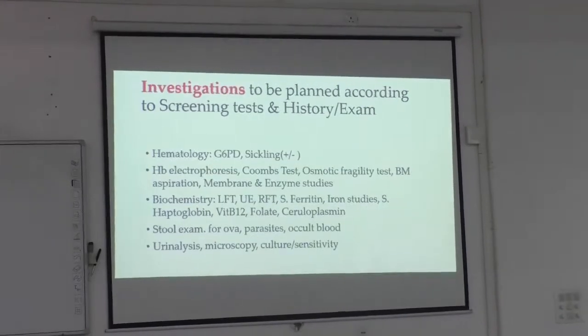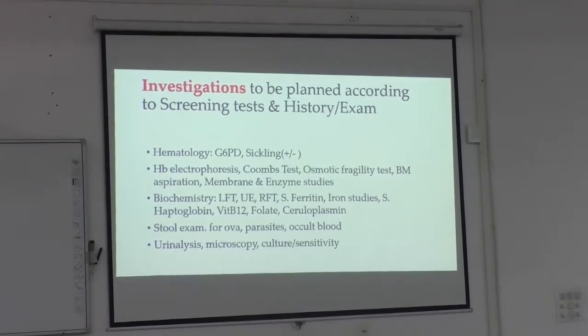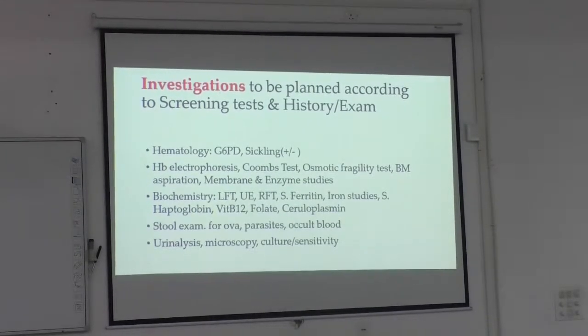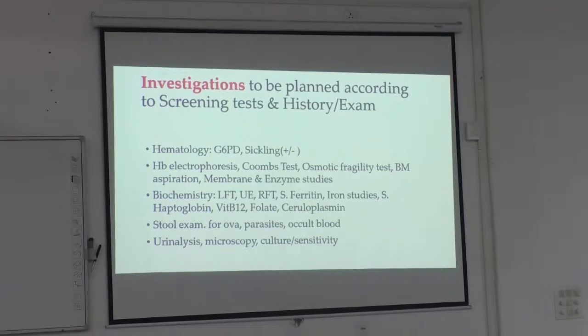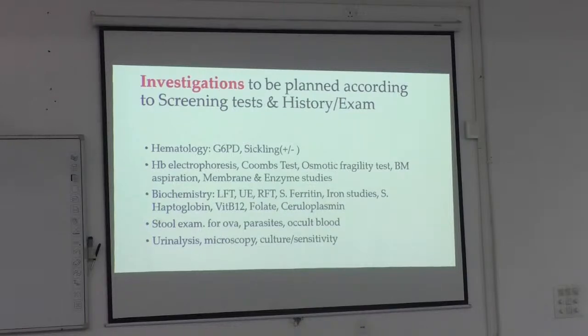Right? So, from CBC you can diagnose most of the causes of the anemia, not the etiological cause, type of anemia. Depending on that, you have to go for further testing. Suppose you find it's a case of hemolytic anemia, so you go for investigation of hemolysis, like that. G6PD, sickling study, electrophoresis, Coombs test, osmotic fragility test. It is not done nowadays. Still, it is in the list.